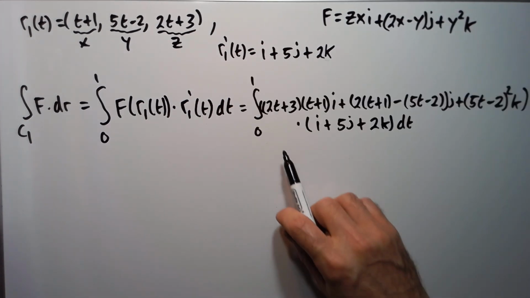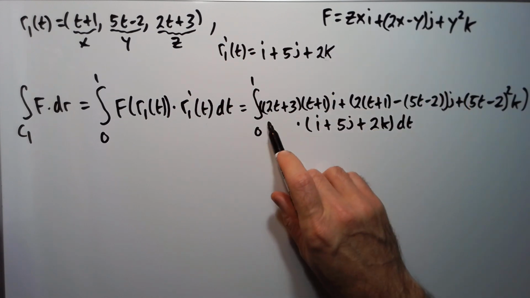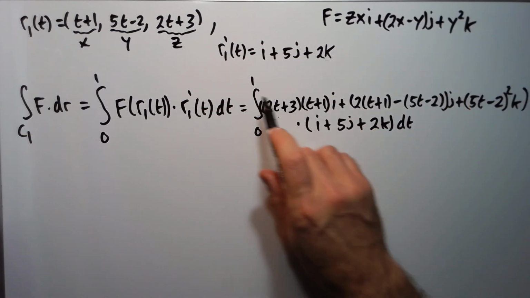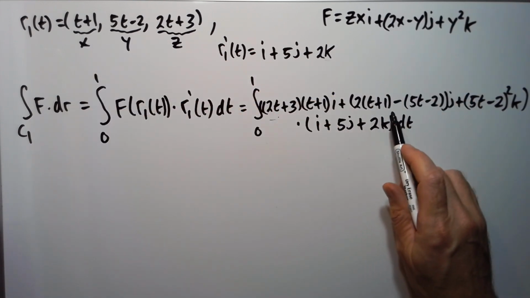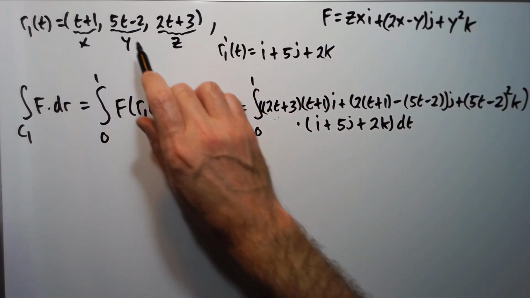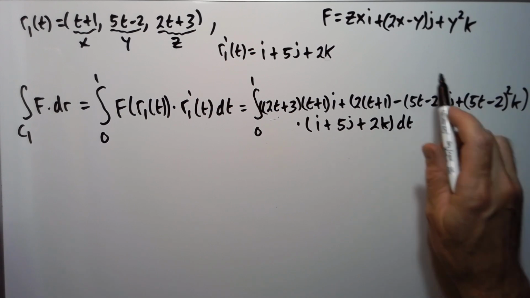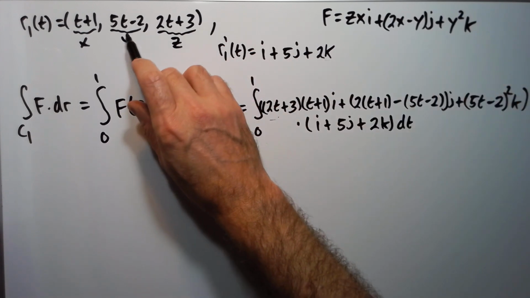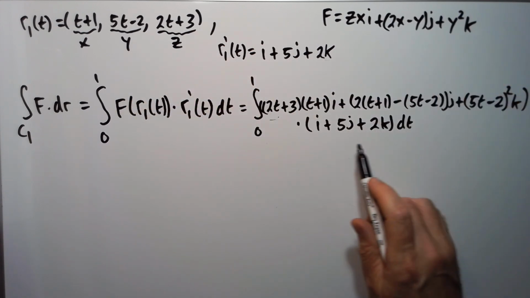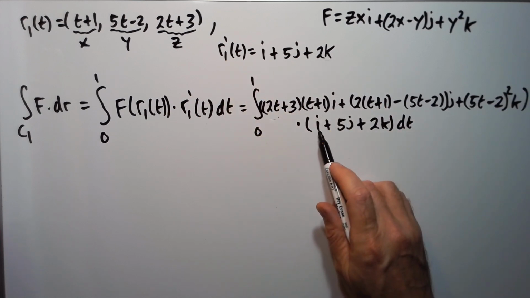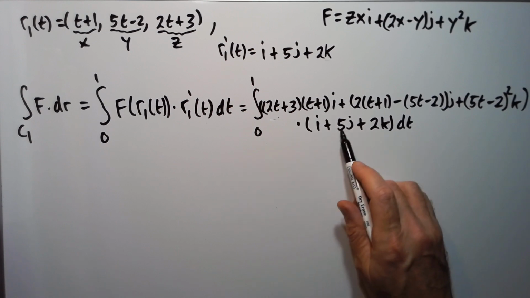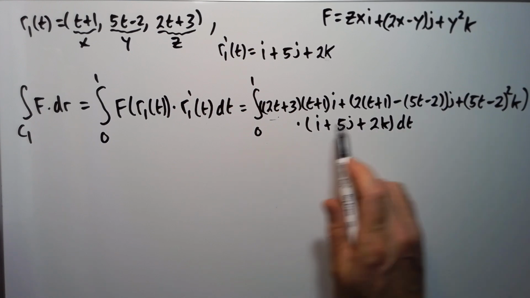So we get this. Again, I put z, that's my z value, times x, where x is t plus 1, then plus 2x, x is t plus 1, minus y, y is 5t minus 2, plus y squared, y is 5t minus 2 squared k, dotted with our R1 prime. So it'll be 1 times this guy, 5 times this guy, 2 times that. Let me write that over here.